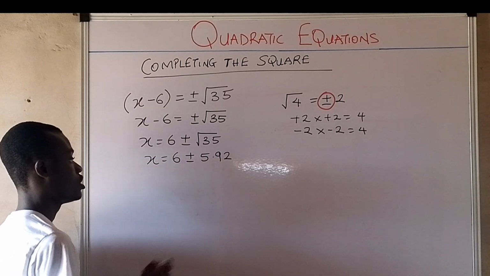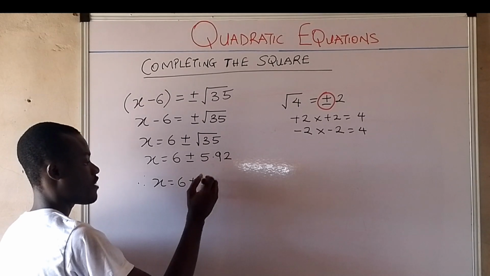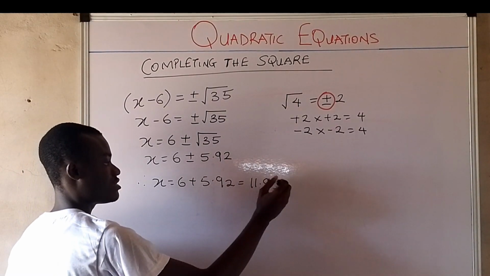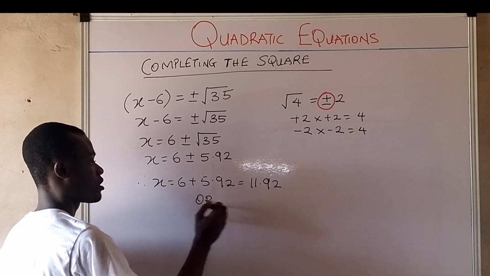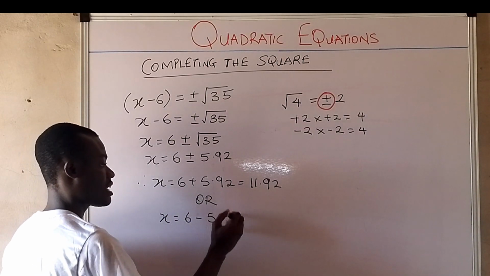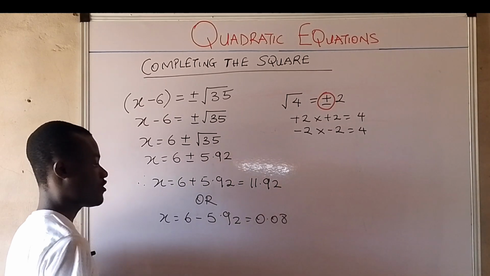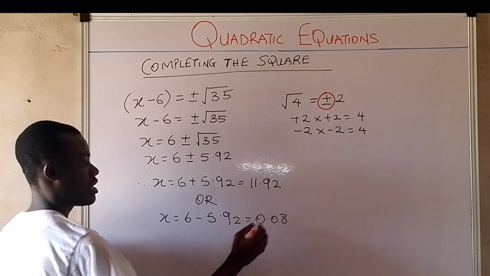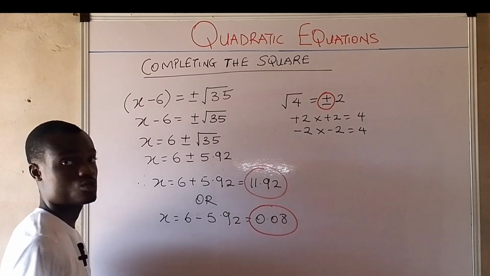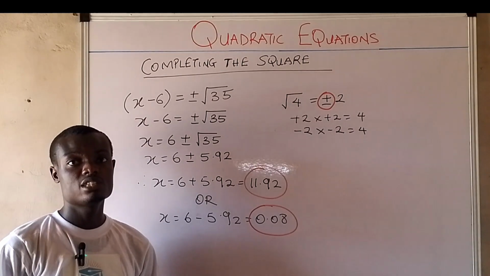So therefore, x is equal to 6 plus 5.92, and this will give us 11.92, or x is equal to 6 minus 5.92, and this will give us 0.08. So therefore, the roots of this equation are 0.08 or 11.92. So this is how we use the completing the square method for solving quadratic equations.